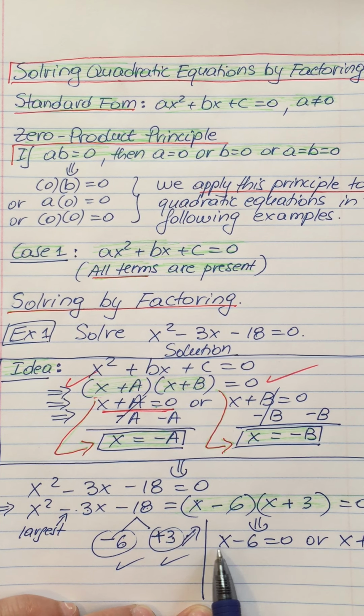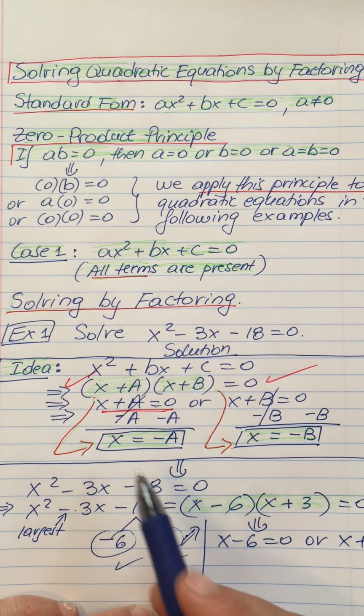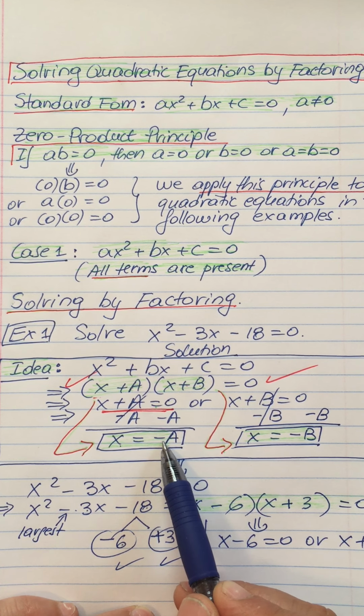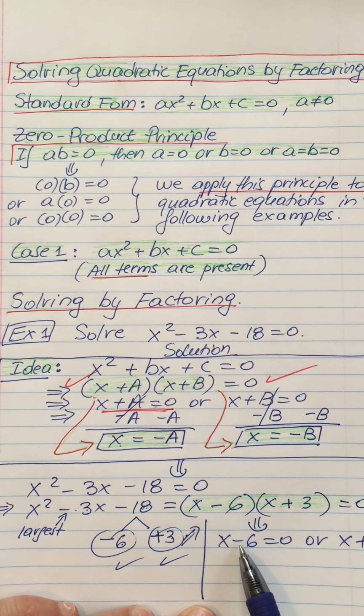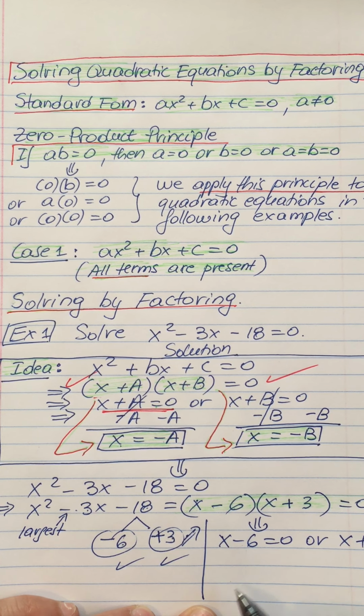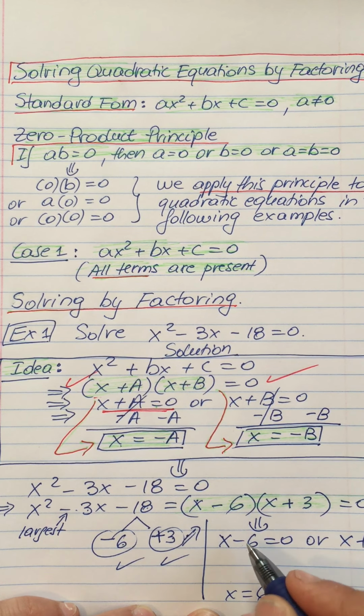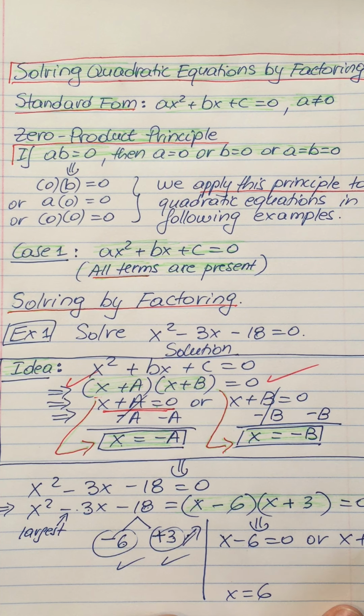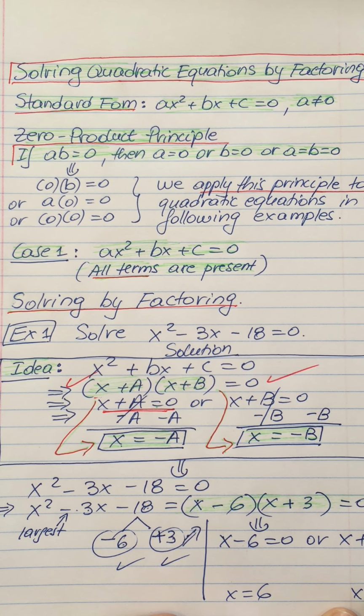As soon as you use the zero product principle, now you know the solution. What is the solution? The different sign. So you have negative 6 here, you can say x is 6. Just change the sign. And here, x is negative 3, the opposite.